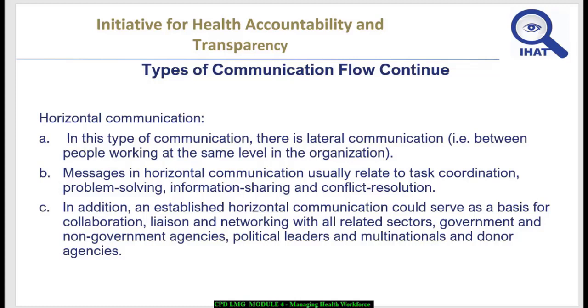In addition, an established horizontal communication could serve as a basis for collaboration and networking with related sectors, government and non-governmental agencies, political leaders, multinationals, and donor agencies.